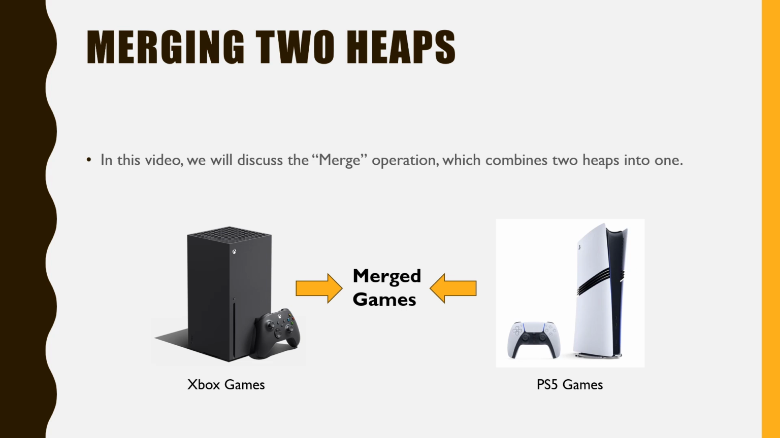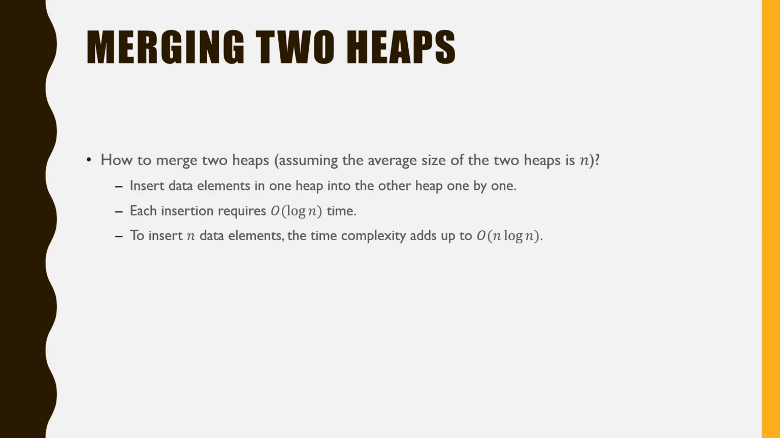Computationally, the merge operation takes two heaps and combines them into a single valid heap while maintaining the heap order property. How can we efficiently merge two binary heaps, each of size approximately n? An intuitive approach is to insert all elements from one heap into the other, one at a time. Since each insertion takes O(log n) time, inserting n elements results in an overall time complexity of O(n log n).